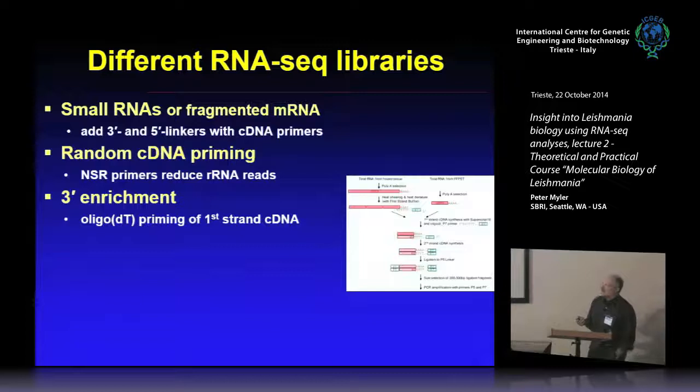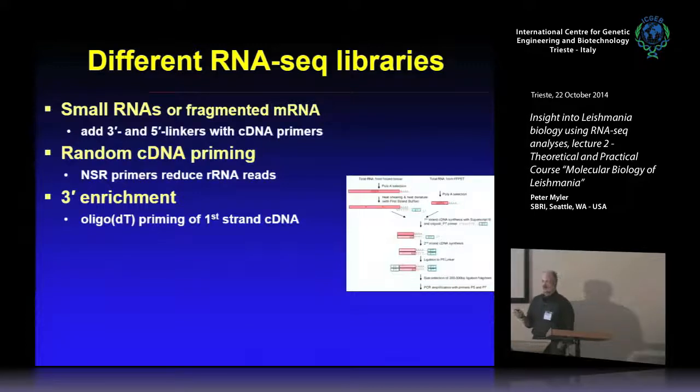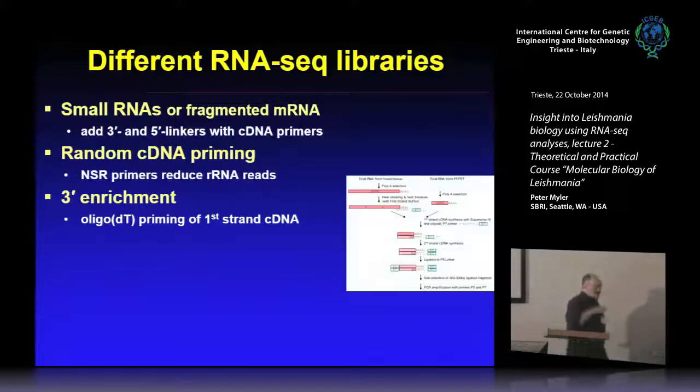You can enrich for the 3' end of the messenger RNA by doing oligo-T priming on your first strand. So here, you're actually priming the first strand specifically off the polyA tail. And so when you then come back in the second strand, you're going to use a random primer in the second strand. So you're going to really bias your reads towards the 3' end of the RNA, which might be useful.